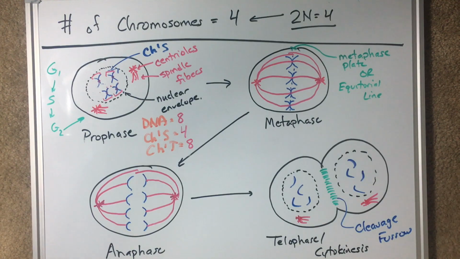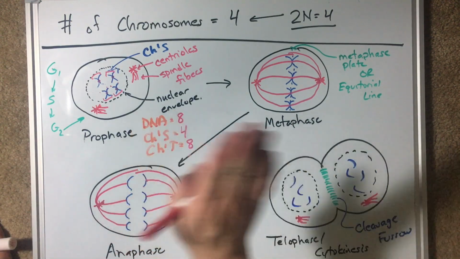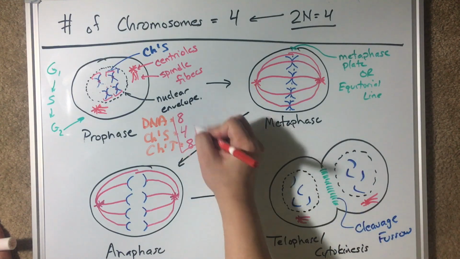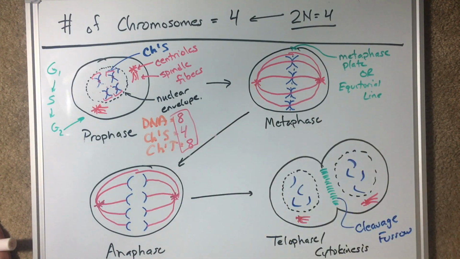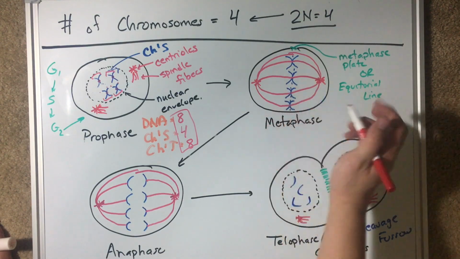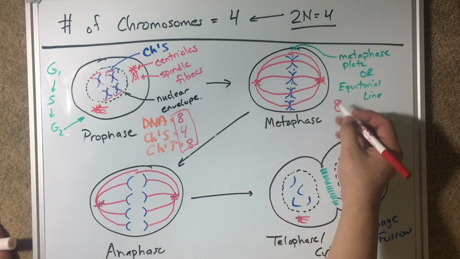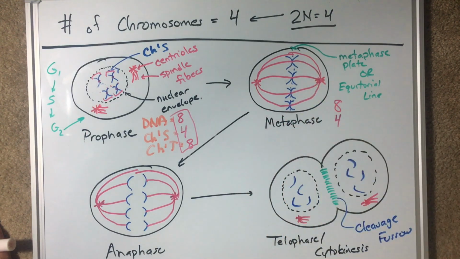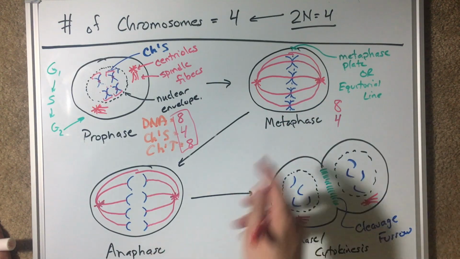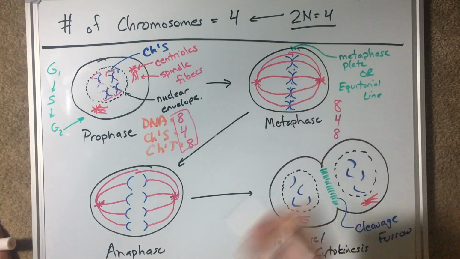What about in metaphase? I'm not going to write this over here. I'm going to assume that you know that. How about in metaphase? How many DNA molecules? 1, 2, 3, 4, 5, 6, 7, 8. How many chromosomes do we have? Well, 1, 2, 3, 4. And then how many sister chromatids do we have? Well, 1, 2, 3, 4, 5, 6, 7, 8.